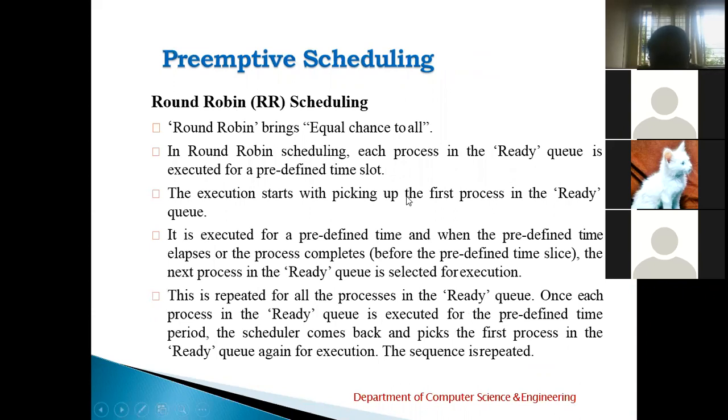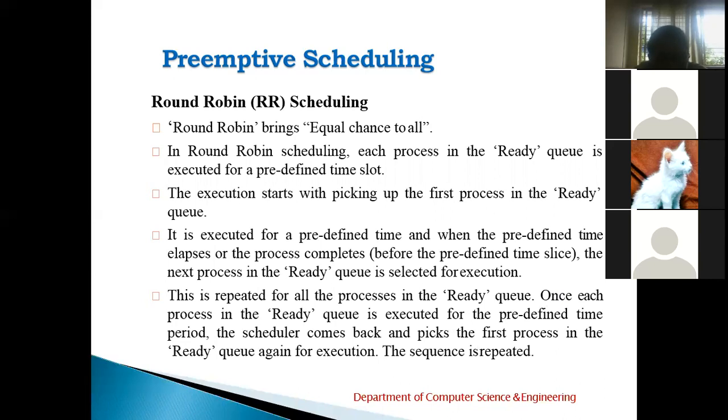You already learned in networking what a round robin is. Can anybody tell me what round robin is? Ma'am, we have learned it in this OS. Okay. What is round robin? Here each one will be given an equal chance. Yes. So round robin means they are executed in a circular fashion, right?